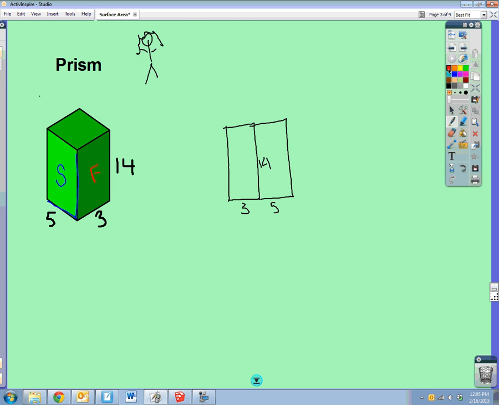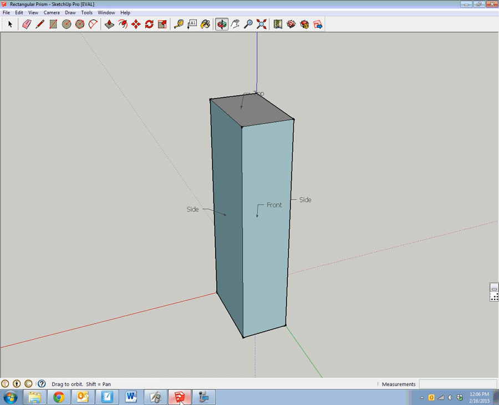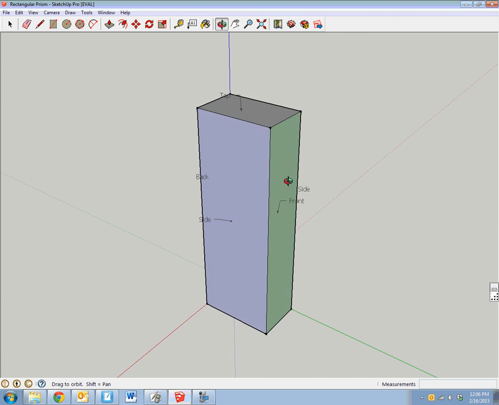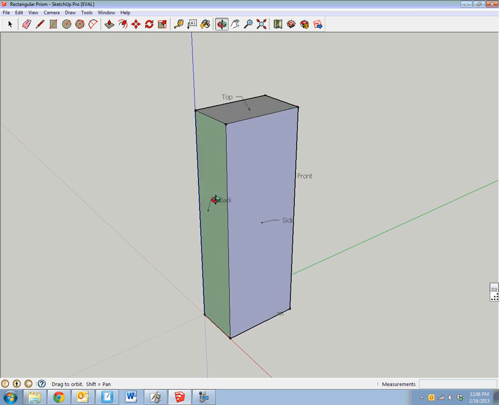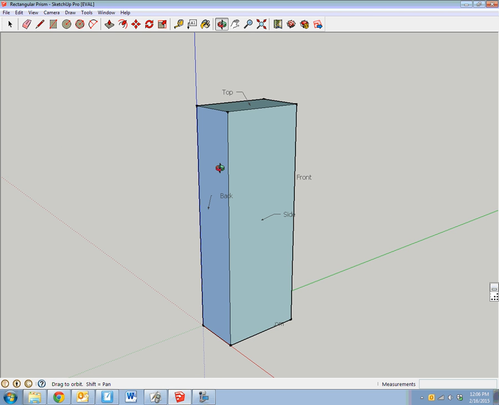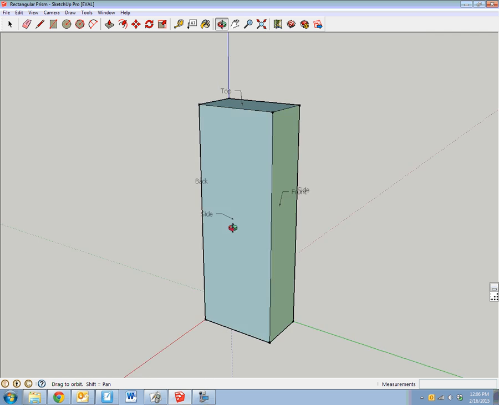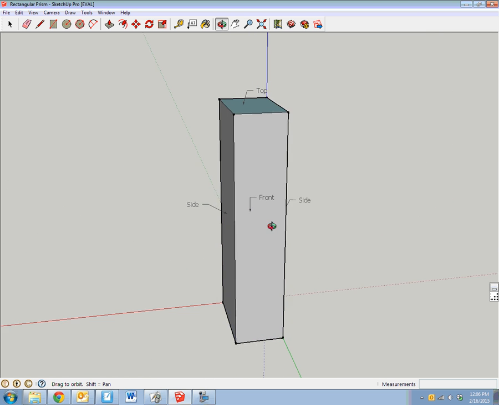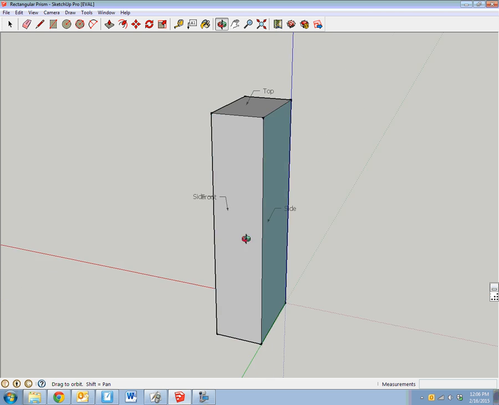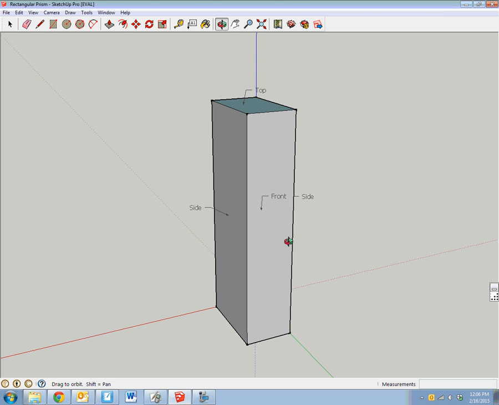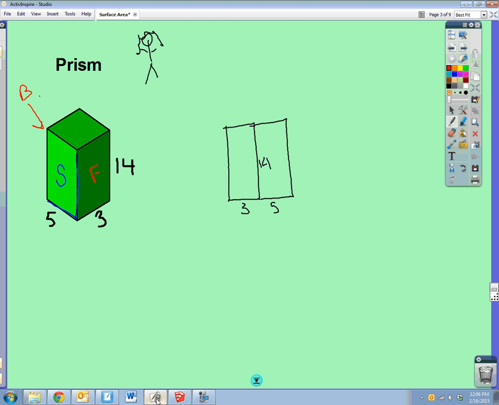The back would be, here's a better three-dimensional picture of it. So there's the front, there's the side. If you go around to the other side, there's the back. The back and the front are the exact same on a box. Same thing with the two sides. The two sides are the exact same size. And so I can use that to help me draw this picture.